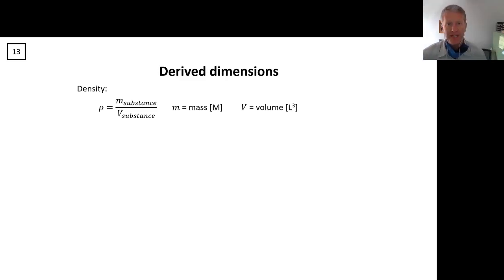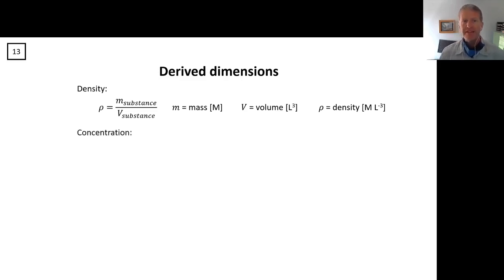So we have fundamental dimensions for mass, that's a capital M. By now, hopefully you reflexively know the fundamental dimensions for volume as a length cubed. So we can write the dimensionality of density as a mass per length cubed. So why you have to be careful with these kinds of derived dimensions is other derived dimensions might have the exact same dimensions even though they mean something different.